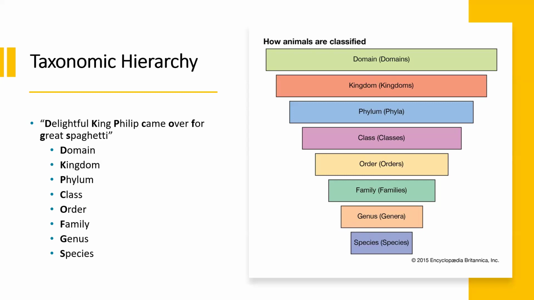So the mnemonic here is Delightful King Philip Came Over For Great Spaghetti. You may know more lewd and blue ways of remembering this, but this is the one that we'll use for class. Now, what I will say here is that I'm not overly worried about you memorizing the order of these, but it is useful to understand how they are grouped. So domain is the broadest category. It has the most members, while species is going to be a very specific organism.